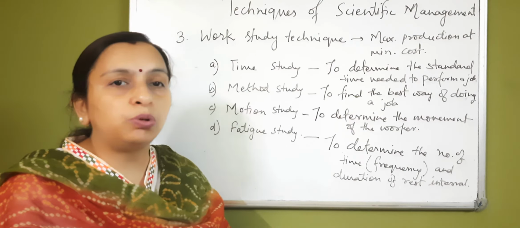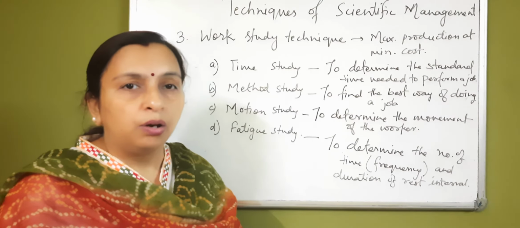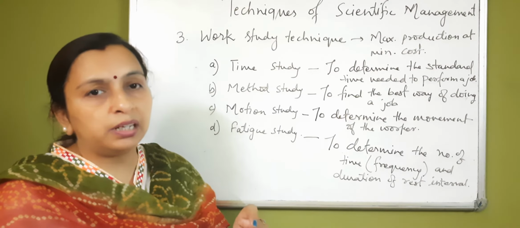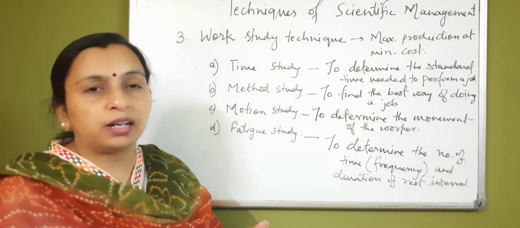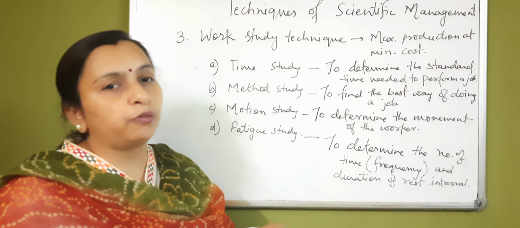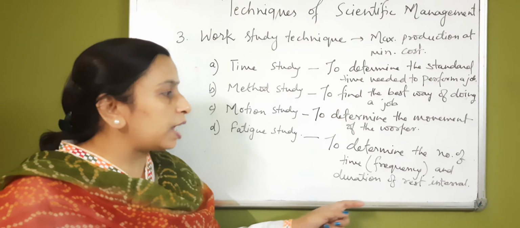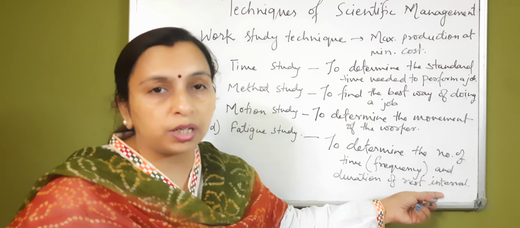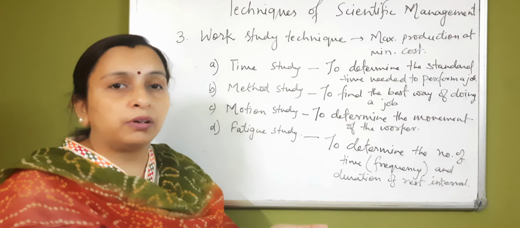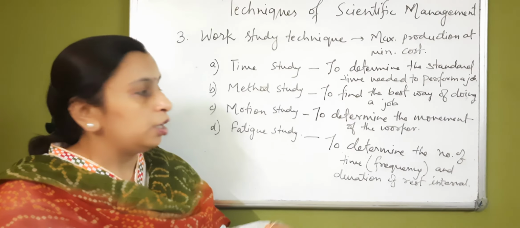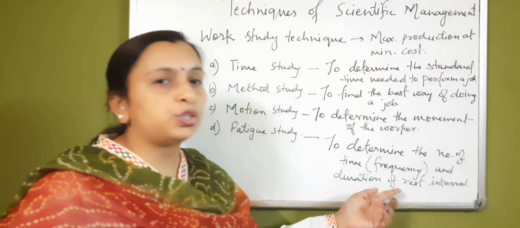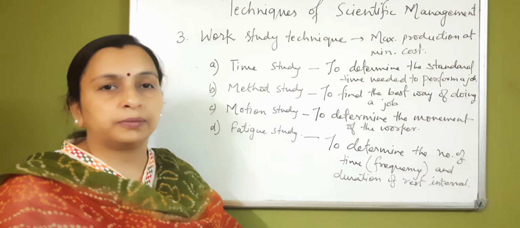Now suppose in a school, the students get recess. A long recess of 20 minutes, then a small recess of 10 minutes, in a school of 5 or 6 hours. So for 6 hours, 2 intervals, one of 10 minutes, one of 20 minutes. That is the rest interval given to the students. In the same way, rest intervals are given to workers in a factory, so that they refresh and then come back to work. So this is fatigue study, the study which determines the frequency and duration of rest intervals of a worker.